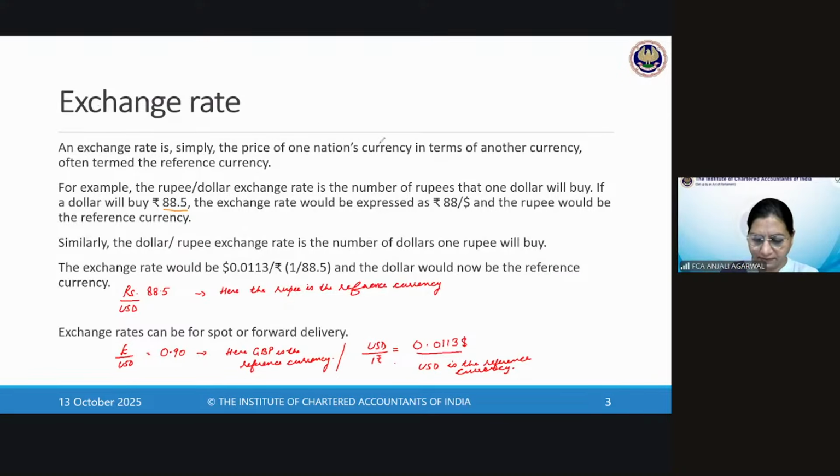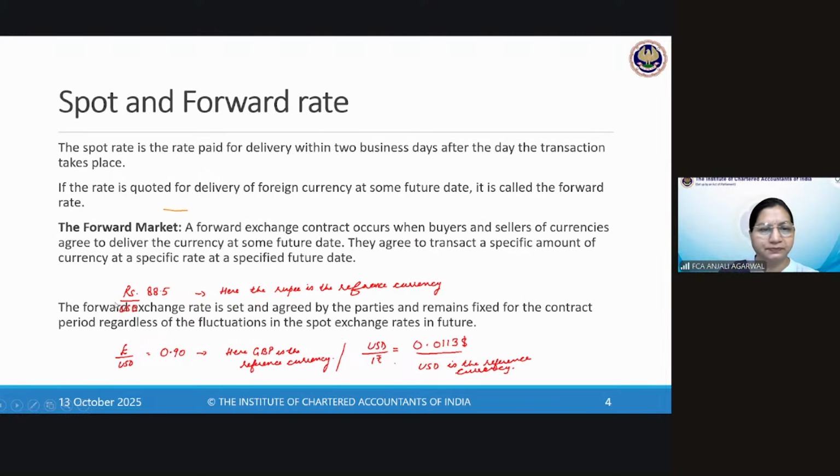Now, as we have seen, the exchange rate can be for spot or forward delivery, both. What do we understand by spot or forward delivery? Spot rate is the rate which is paid for delivery within 2 business days after the date of transaction. What do we mean by that?